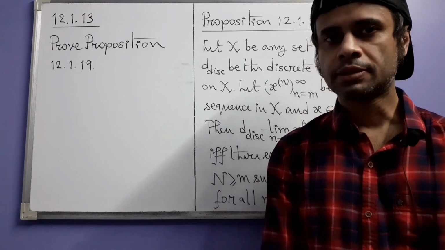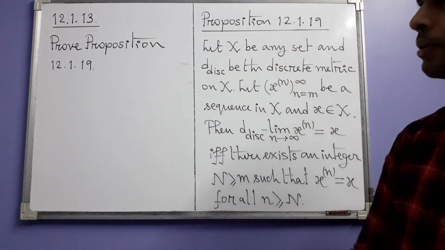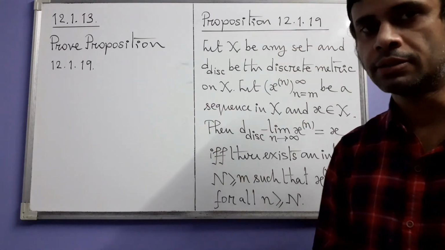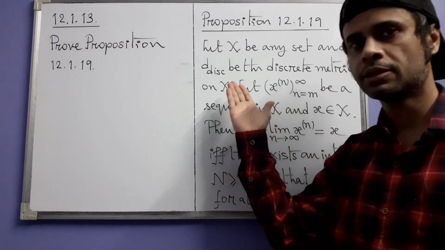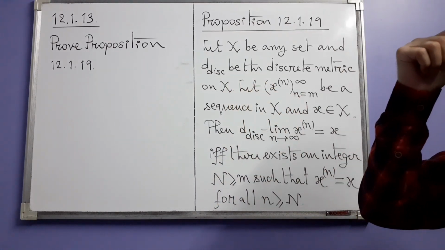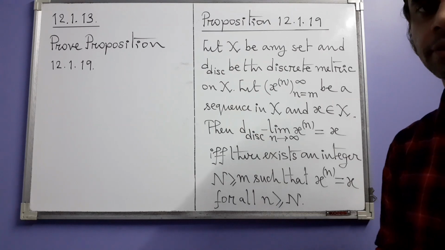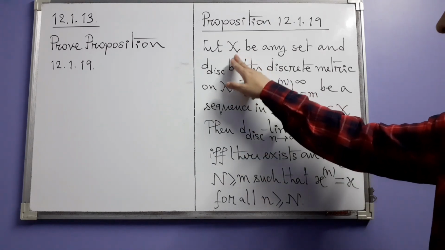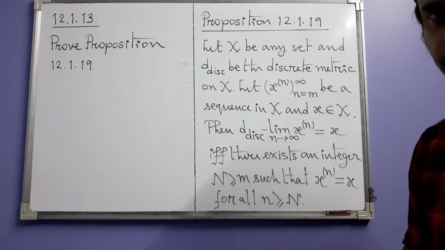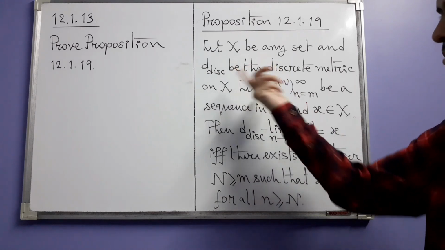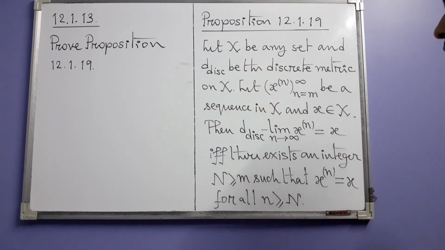Next we have exercise 13, and in this one we have to prove proposition 12.1.19. So let us first recall the statement of the proposition. It is about the discrete metric. Let X be any set on which we have the discrete metric. Then X will be a metric space with respect to this metric.